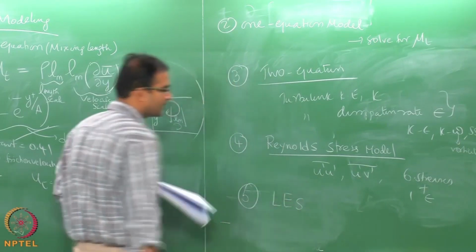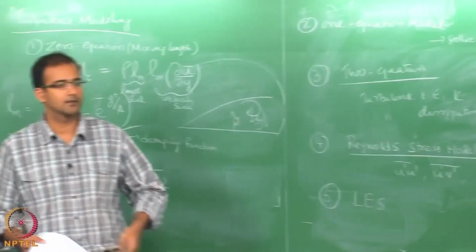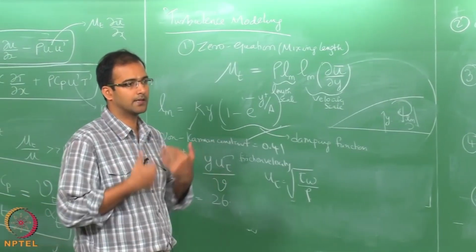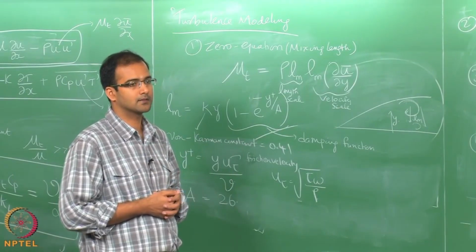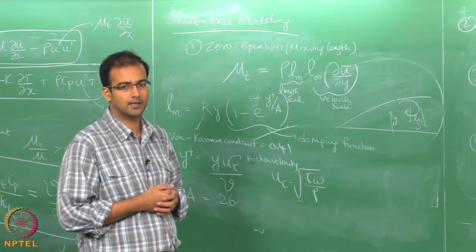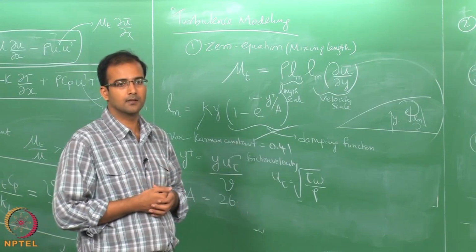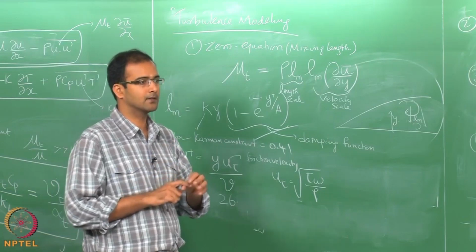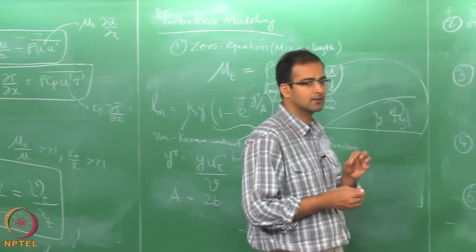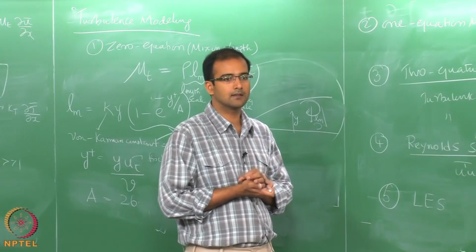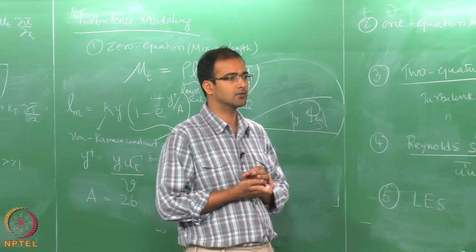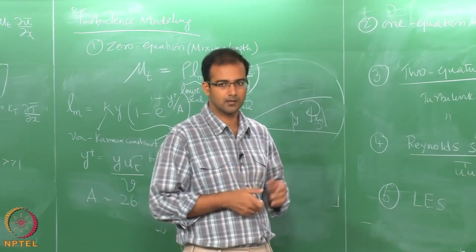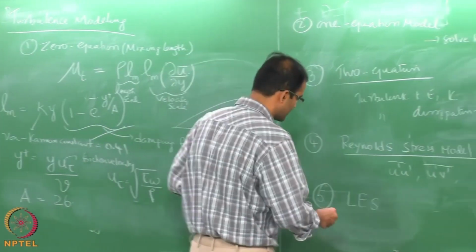Without doing any Reynolds averaging, we can directly resolve all the dominant structures, the eddies, by solving the Navier-Stokes equations as they are, but using a spatial filter, which is the grid size, to filter out the eddies smaller than the grid size. Those will be modeled. The eddies larger than the grid size will be resolved. This is done in large eddy simulation.